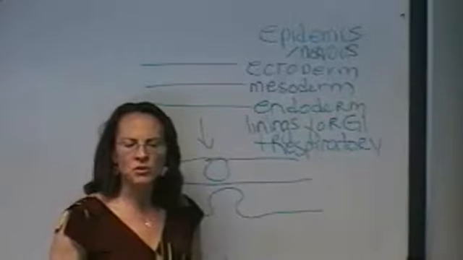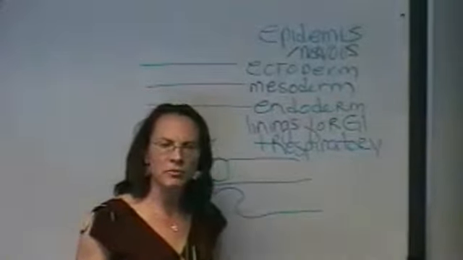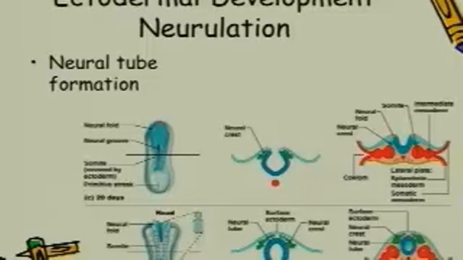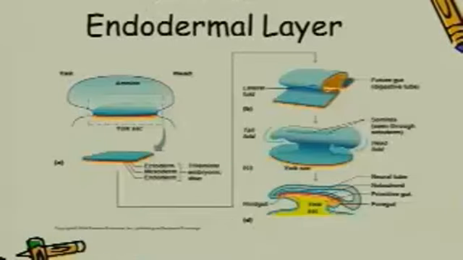Okay, ectodermal development, we've kind of zipped through this. I'm going to zoom in so you can see it a little bit better. Okay, ectodermal development, neurulation is going to be the creation of the neural tube, which will lead to the brain and the spinal cord. And you can see I put that picture in so you can see how that invaginates and forms that tube. Endodermal layer, you can see how that folds over, especially the top right, and it forms the future digestive tube or gut.